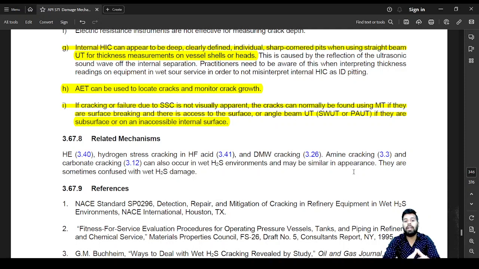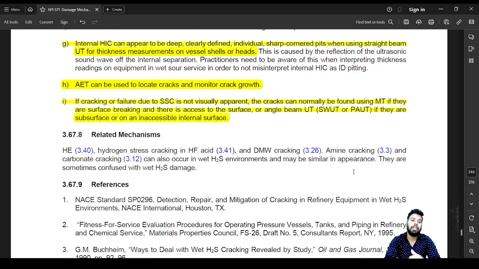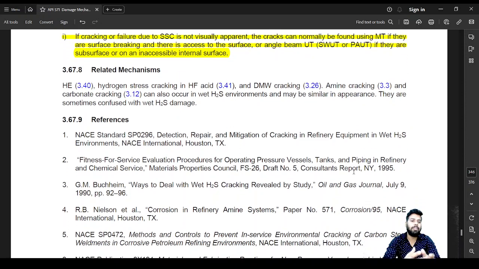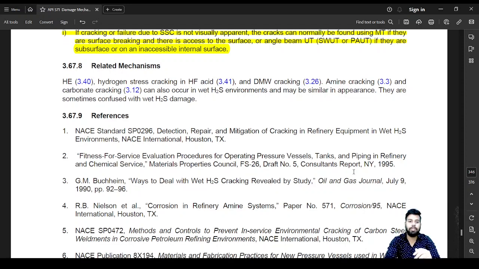If cracking or a failure due to sulfide stress corrosion cracking is not visually apparent, the cracks are normally found by using MT if they are surface breaking and there is access to the surface, or angle beam UT, PAUT or shear wave UT if they are inaccessible or at the inaccessible internal surface. There are some related mechanisms, that is hydrogen embrittlement, hydrogen stress corrosion cracking, amine cracking, carbonate cracking, which can also occur in a wet H2S environment and may have similar appearance.